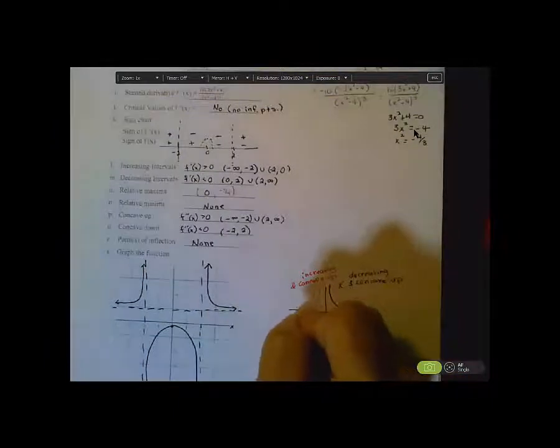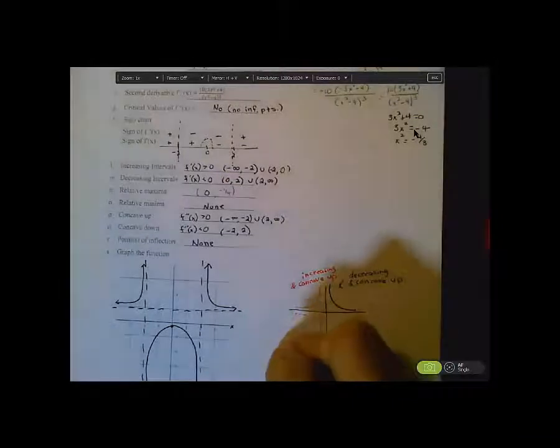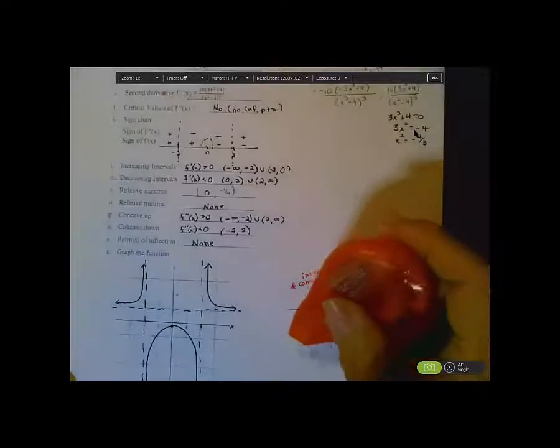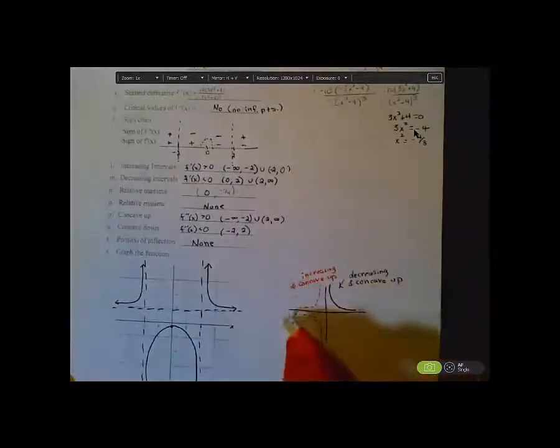This piece of the graph is definitely decreasing. And if you finished kind of a parabola there, I don't actually want to draw that. I just wanted to show you why that piece of the function is decreasing.